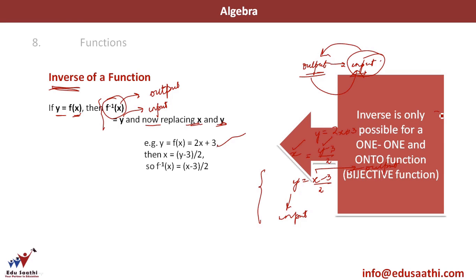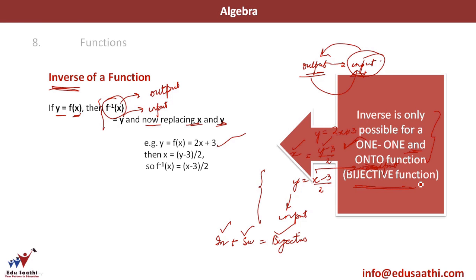Inverse is only possible if a function is 1-1 and onto. So that means the function has to be injective plus surjective. Injective is a 1-1 function. Surjective is an onto function. For it to be a bijective function, injective plus surjective is bijective, and inverse is only possible if it is a bijective function.